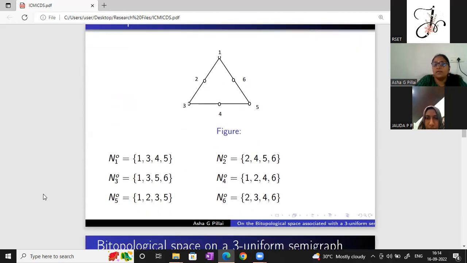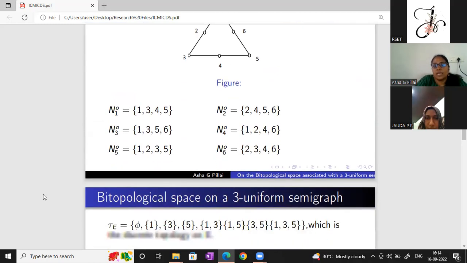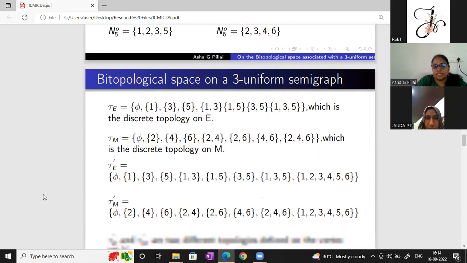This is an example. This is a semigraph, a uniform semigraph. The cardinality of each edge is 3. For the first vertex 1, we define the outlying neighborhood as follows: first we find the consecutively adjacent vertices, which are 2 and 6 here, and then remove those consecutively adjacent vertices from the vertex set. So we get {1, 3, 4, 5}. Similarly, we can define the outlying neighborhoods of all other vertices.